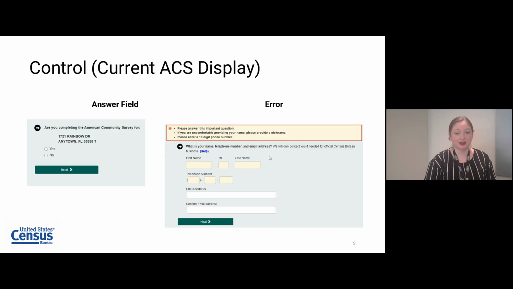Okay. All right, so that was control. This is what it looks like now. So you have the small buttons. You got the edit messages. We can go to the next one.